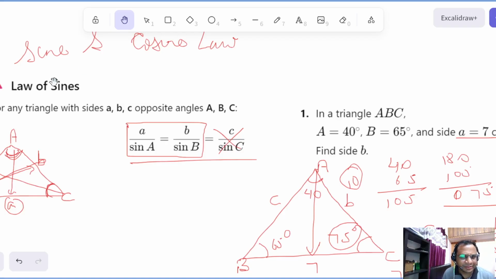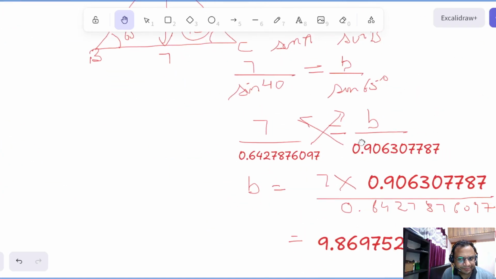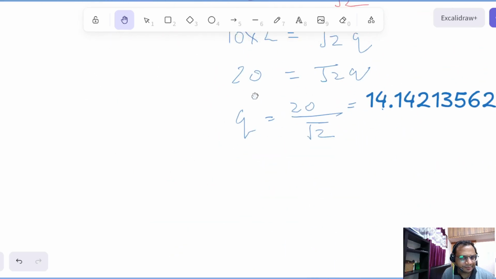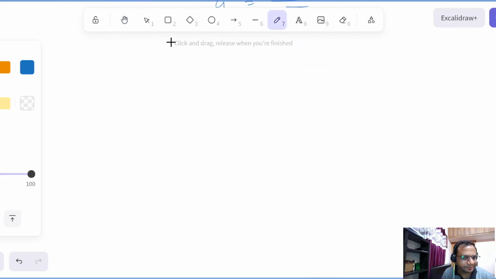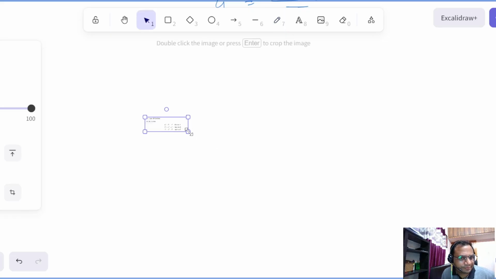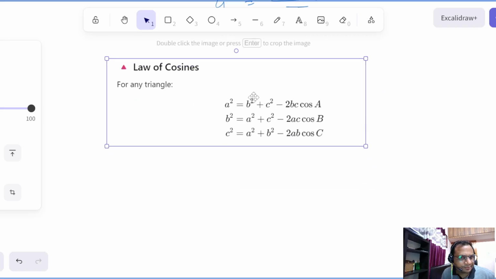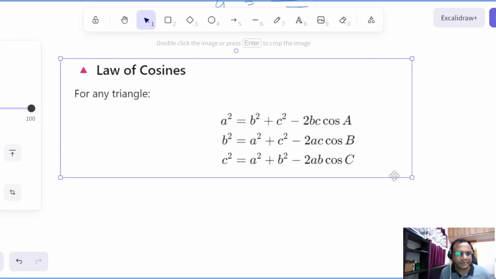Now let's do the cosine law. Yeah, I'll take it from here. What I have. One second. Yeah, so this is the law of cosines.